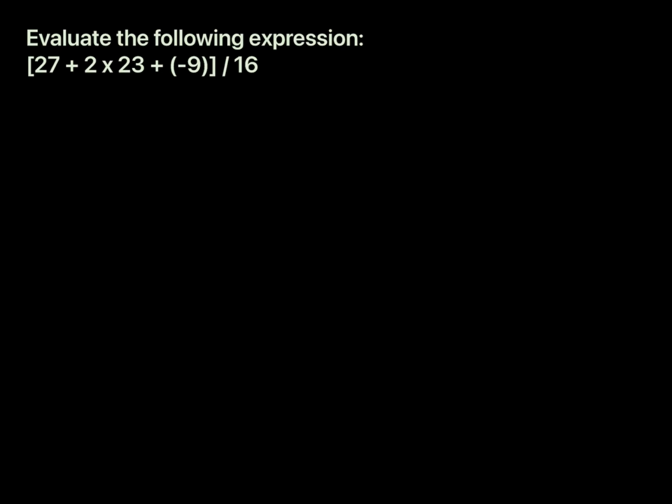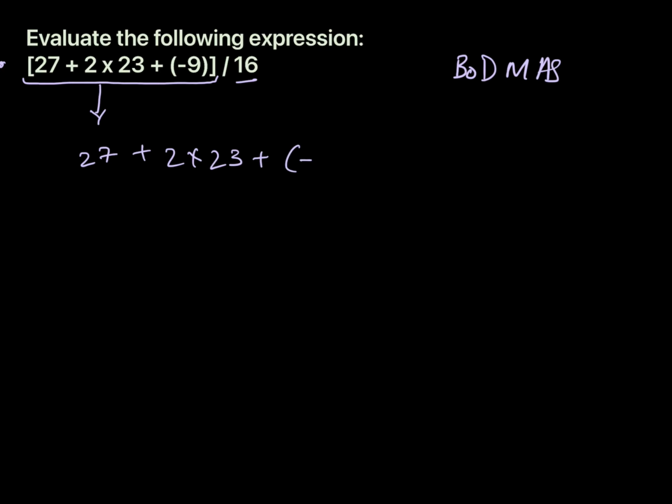Now moving on to the next question. Let's try to evaluate this expression. So once again, we apply the BODMAS rule. Now, according to the BODMAS rule, brackets have the highest precedence, so this expression needs to be evaluated first, and then the result should be divided by 16. So 27 plus 2 into 23 plus minus 9.